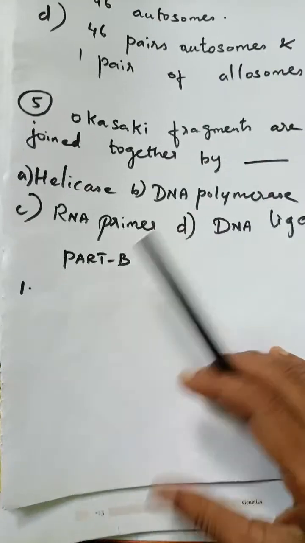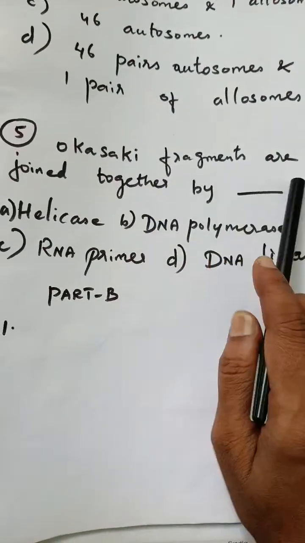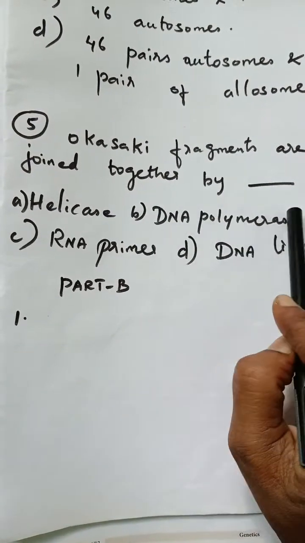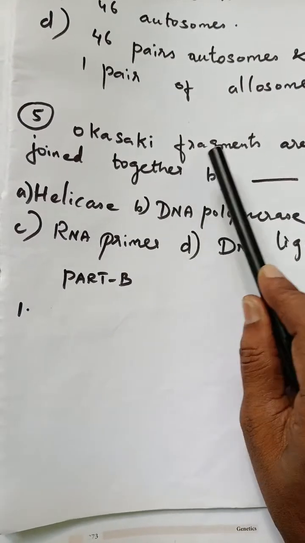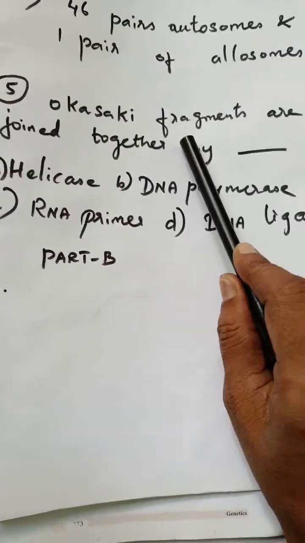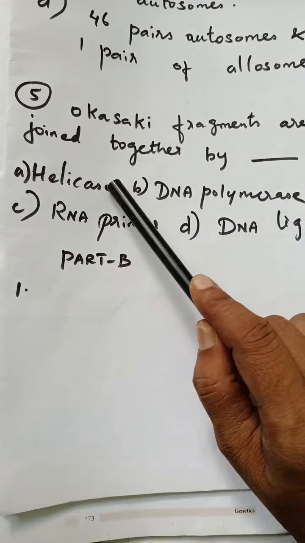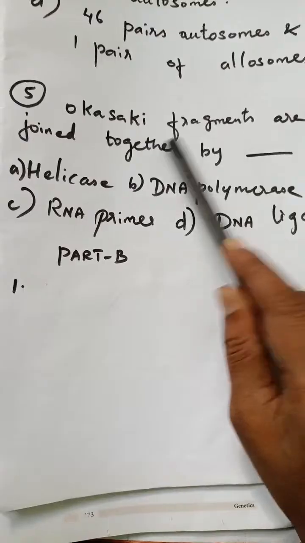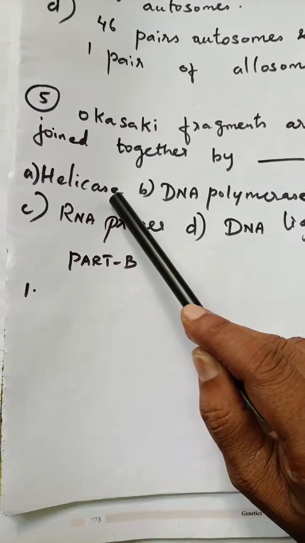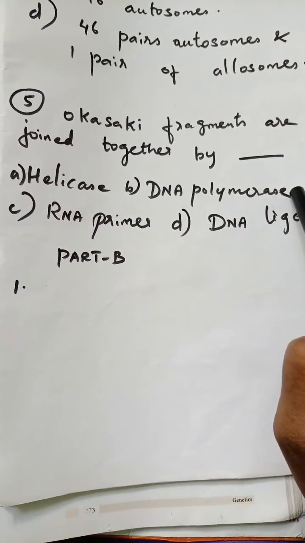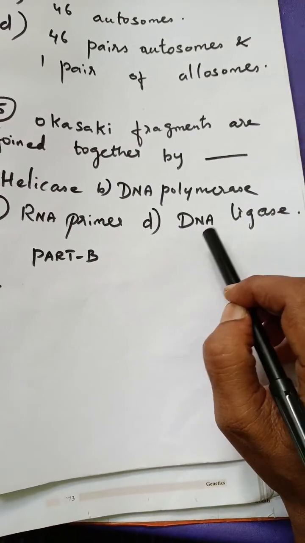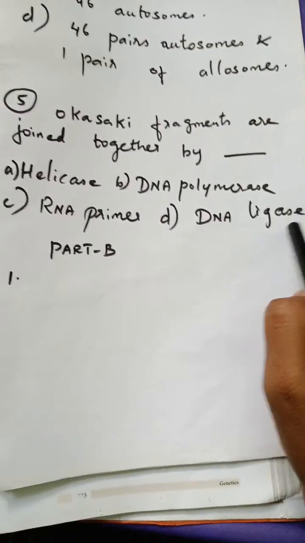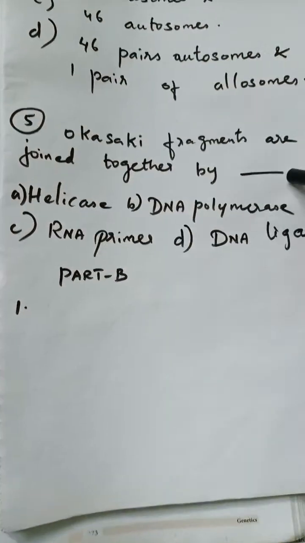The fifth question is, Okazaki fragments are joined by dash. The fragments are nothing but segments. They are joined by which enzyme out of these: the helicase enzyme, the DNA polymerase enzyme, the RNA primer, or the DNA ligase? Which is the right option for this question?